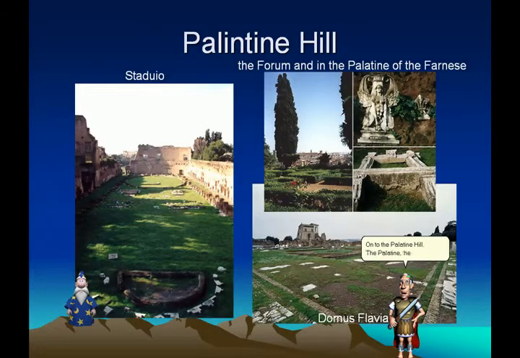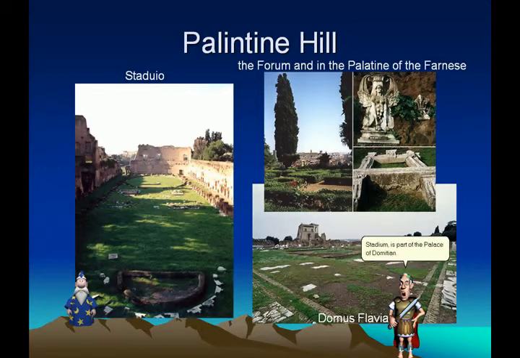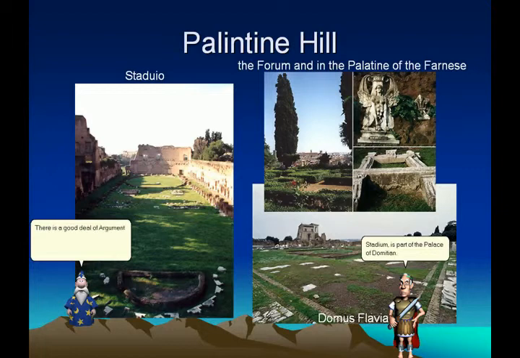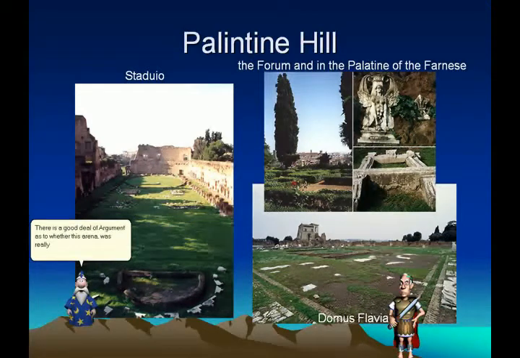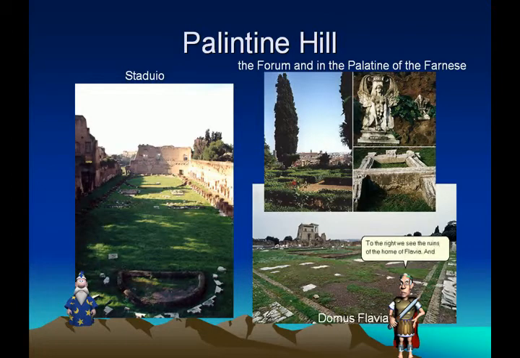The Palatine, the hill that has given its name to all the palaces in the world. Most of the Roman emperors had their homes on this hill. The stadium is part of the Palace of Domitian. There is a good deal of argument as to whether this arena was really used as a hippodrome for races or not. To the right we see the ruins of the home of Flavia, and above, the Farnese Gardens.